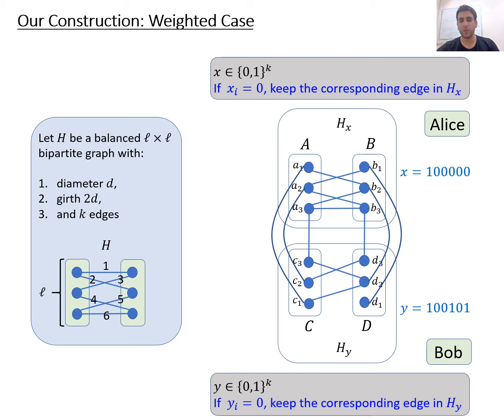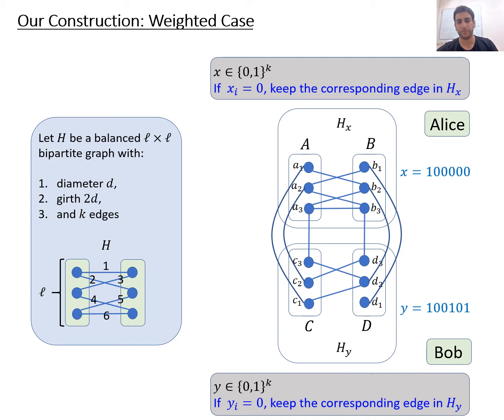Now let me tell you what the cut edges between Hx and Hy are. We connect A and C by a matching, and we connect B and D by a matching. Observe that I wrote the indexes in C and D in reverse order compared to how I wrote them in A and B, just to make the cut edges clear visually. So we have A1 connected to C1, A2 connected to C2, A3 connected to C3, and similarly between B and D.